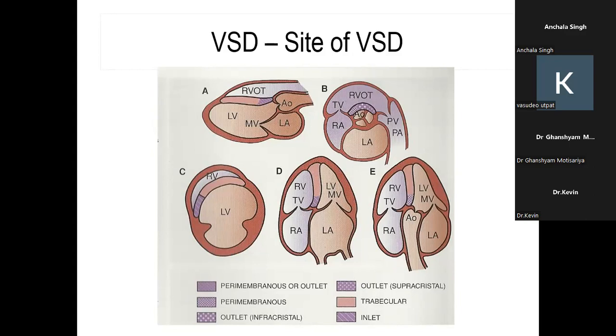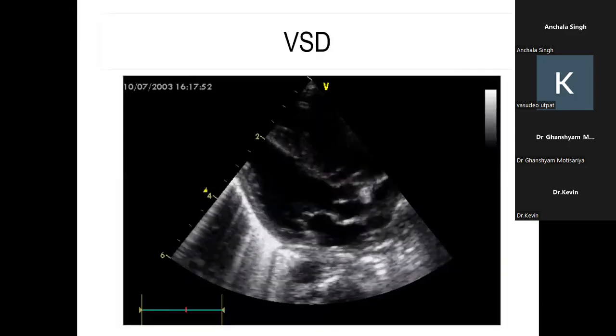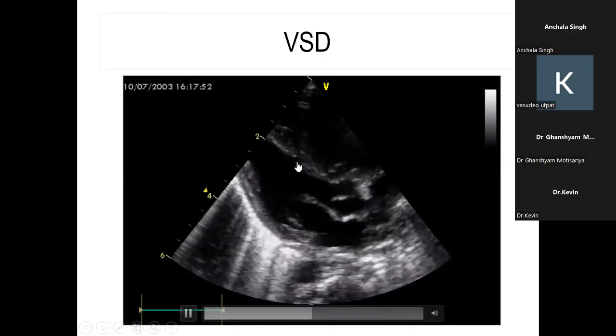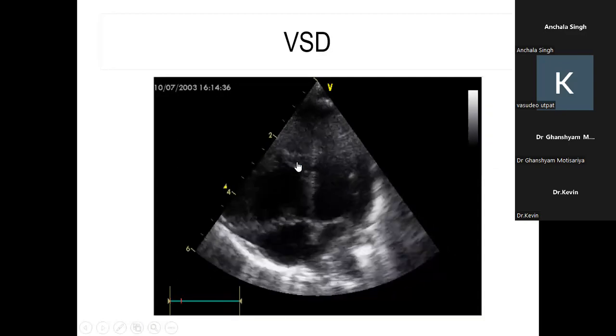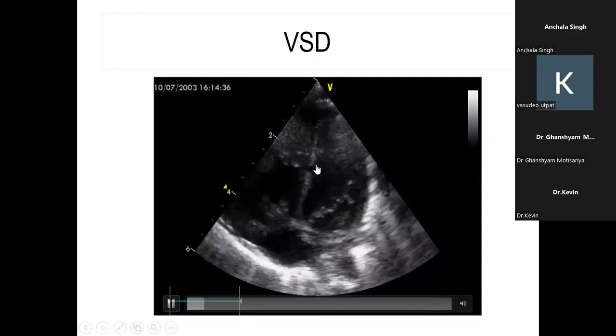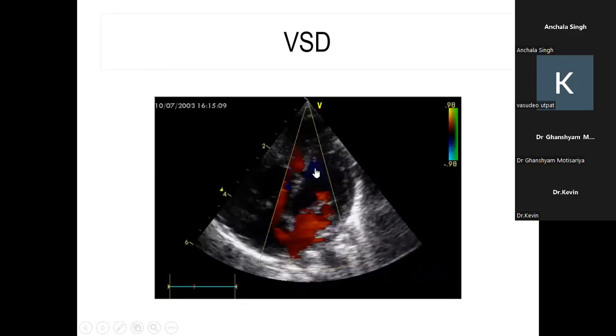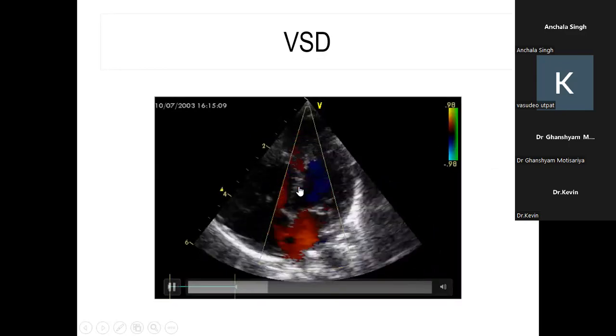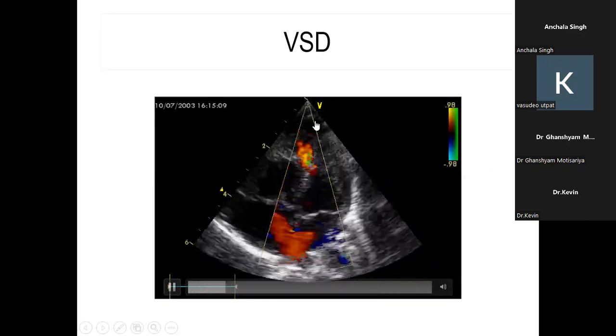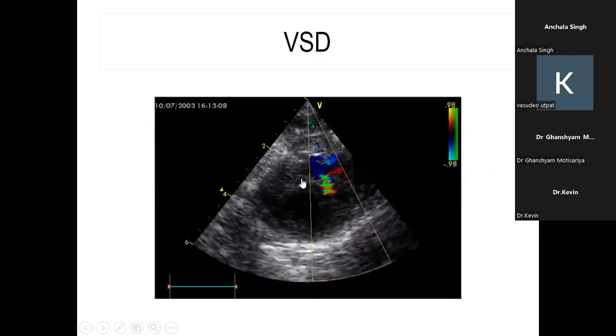Sir, I want to see the inlet and outlet VSD slides. Inlet and outlet VSD. Okay, let me look at this. First of all, see this muscular VSD. Switch on the colors. This is an inlet muscular VSD. We do not have an outlet here. If you switch on the colors, you'll find a flow. This is the muscular part of the septum, and this is an inlet muscular VSD. So if a VSD is present in the inlet, this is known as an inlet muscular VSD.